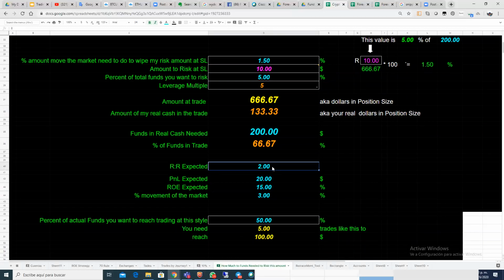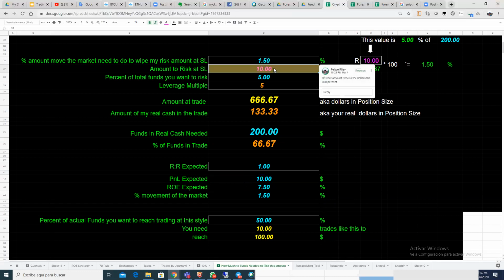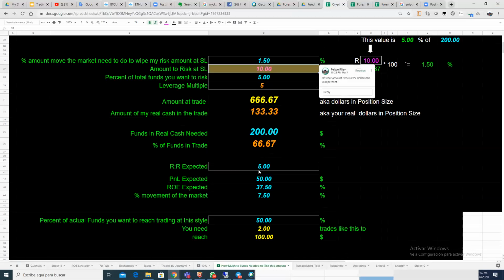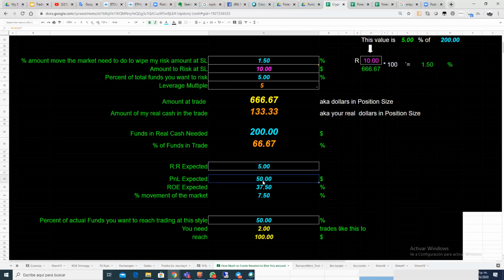Lastly, I think that I can move this over here. My expected risk to reward, let's see. I can say it's 3. Depending on my expected risk to reward on that movement, if I have a risk to reward of 1 and I'm able to put at risk max $10, then the max I am going to win is $10. But I'm going to use 5. What happens if I put a 5 over here? Then, expected to lose 10 with a risk to reward of 5, I am expected to have a $50 gain, which is 37.5% of my total funds.